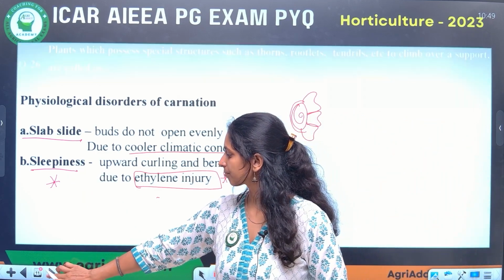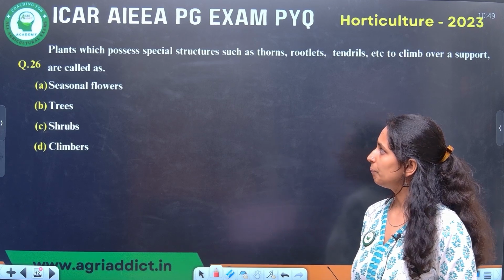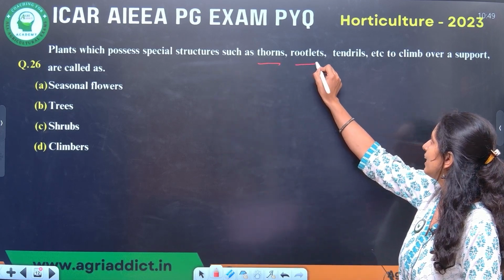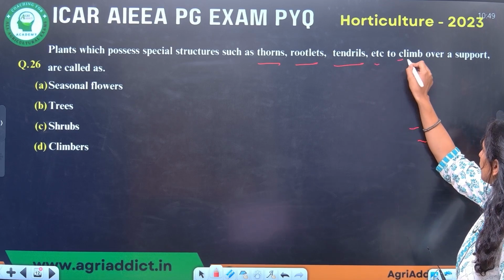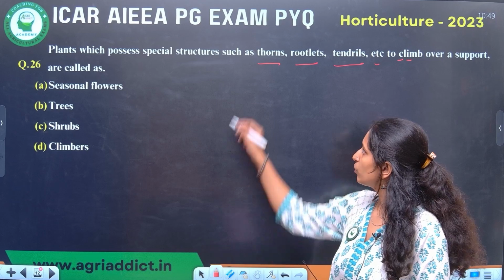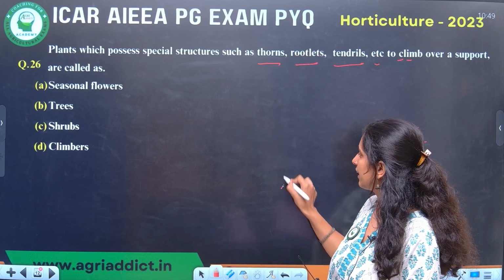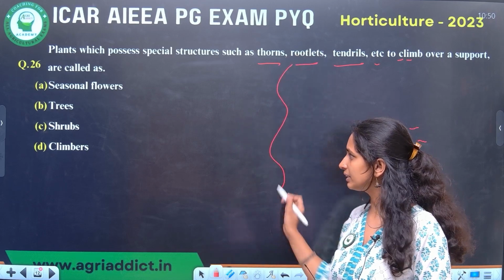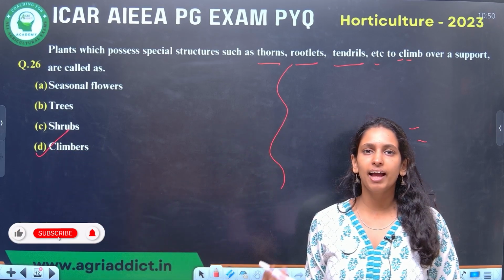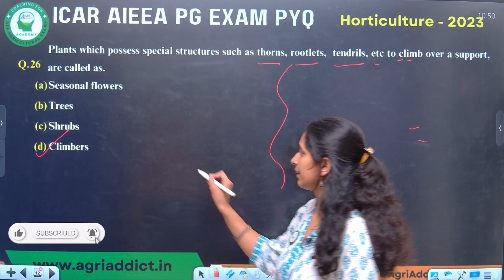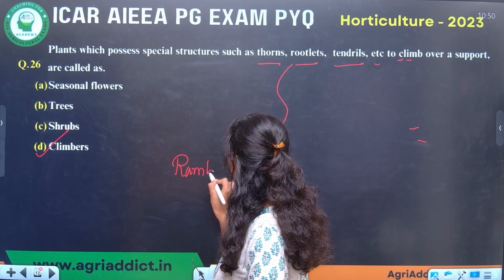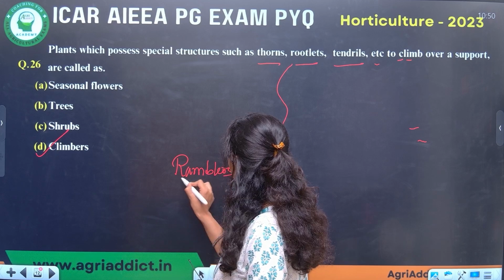Next question. Plants which possess special structures such as thorns, rootlets, tendrils, etc. to climb over a support are called as. So basically they are saying they will climb. Climb means they will be climbers. They will be having the supporting structure. If they have been given without any support, those are ramblers. These are basic things, but you have to remember ramblers.